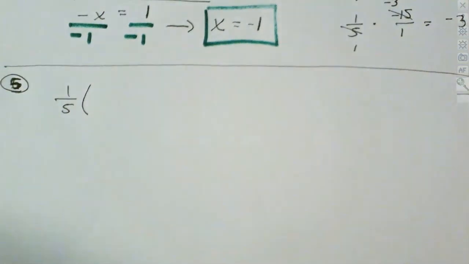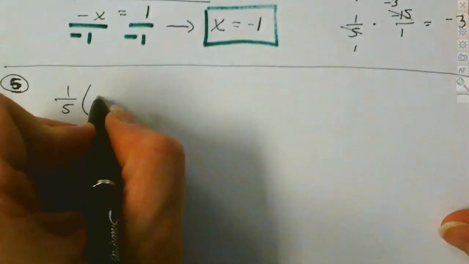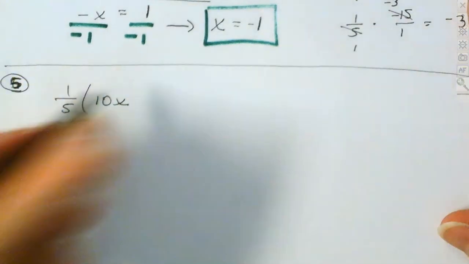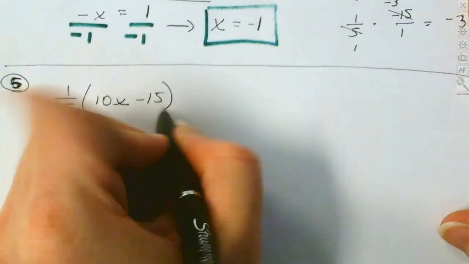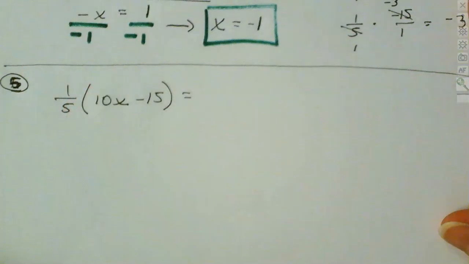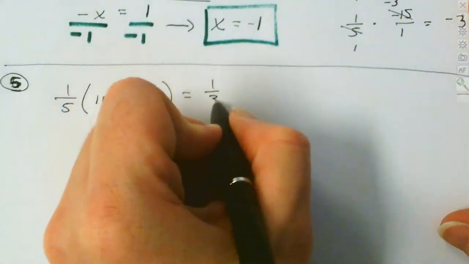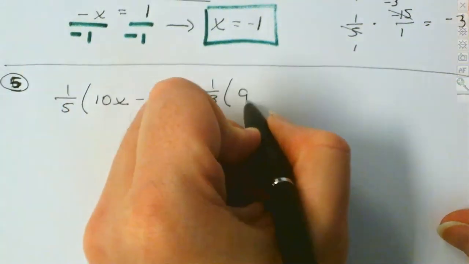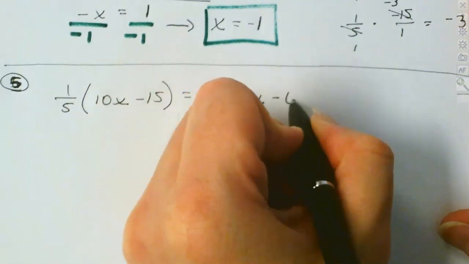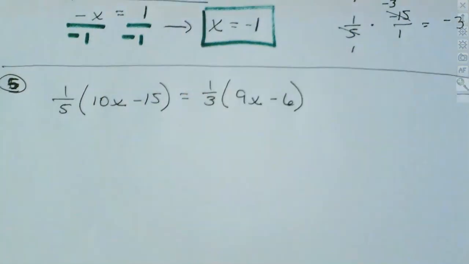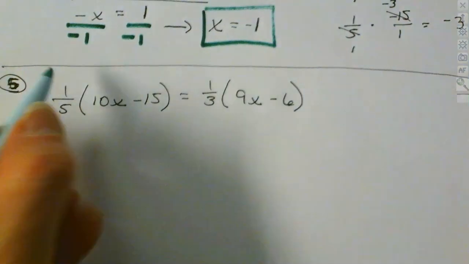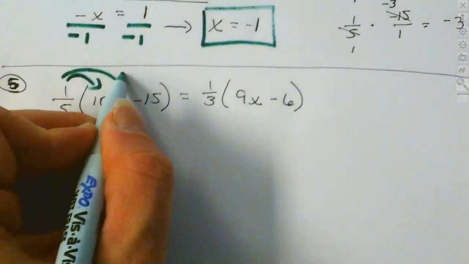So we've got 1/5 times 10x minus 15 with parentheses. On the right-hand side, we have 1/3 times 9x minus 6. Parentheses are going to go first, so those have to be dealt with first.